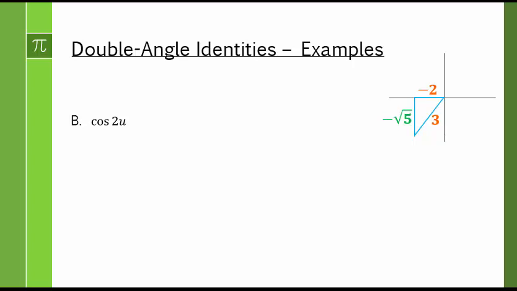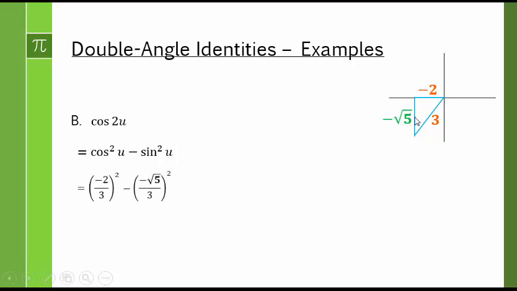Next up is the cosine of 2u. Now, on the very first introduction of double angle formulas, you were given three identities, three forms of the double angle identity of cosine of 2u. All three of these should give you the same answer, and we're going to demonstrate that on this slide. First up, we're going to use our favorite, the cosine squared u minus sine squared u.